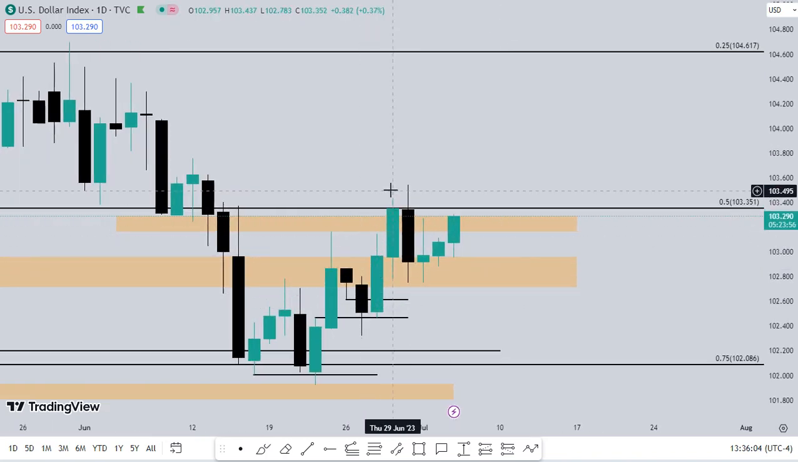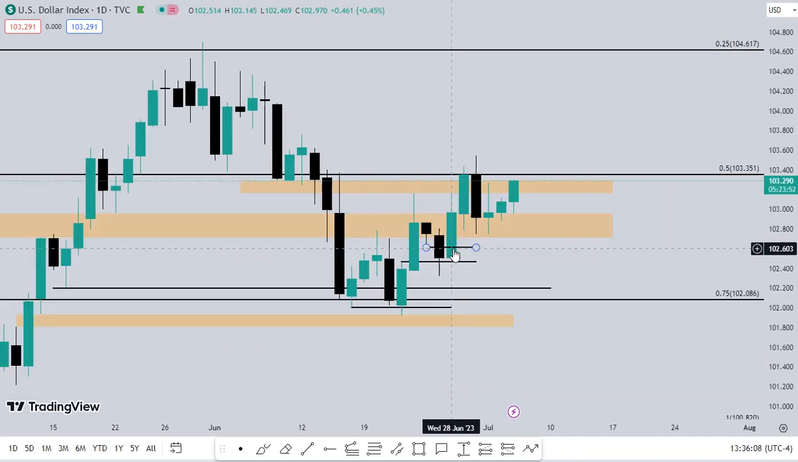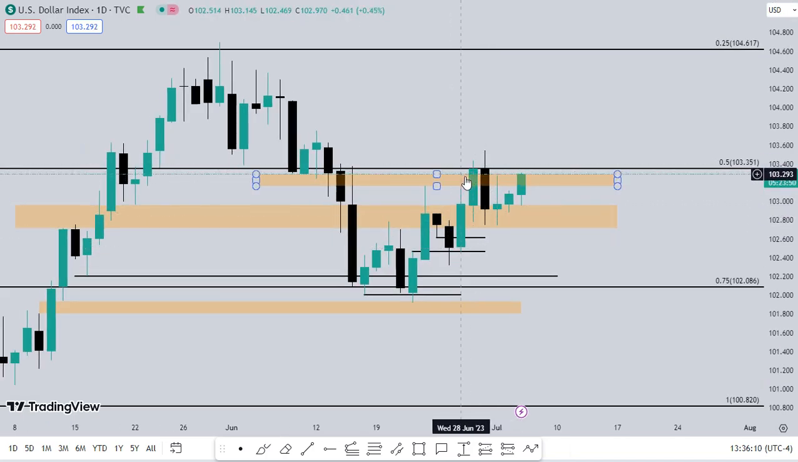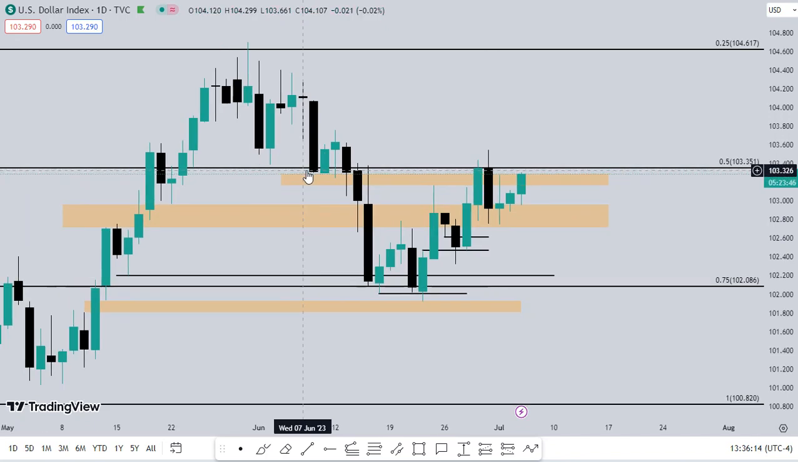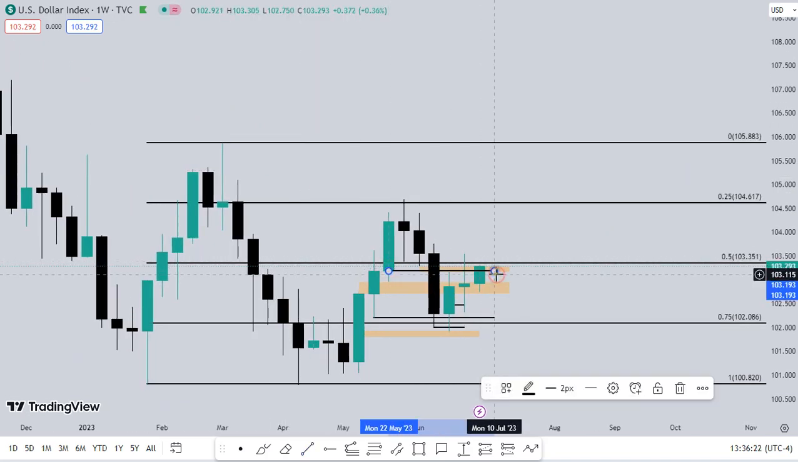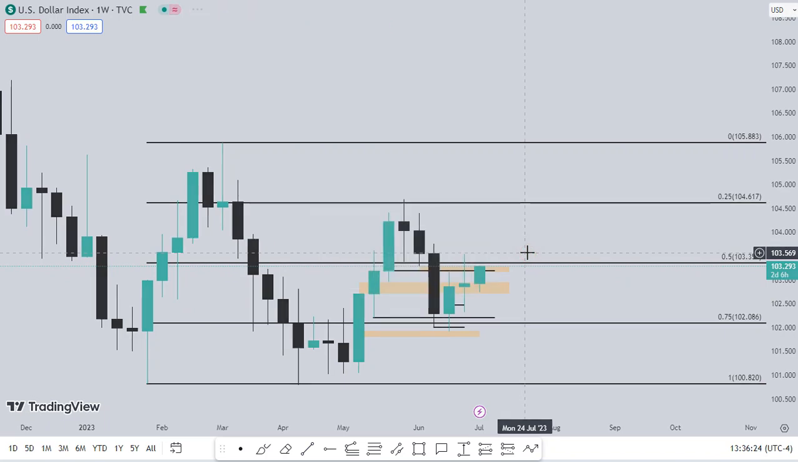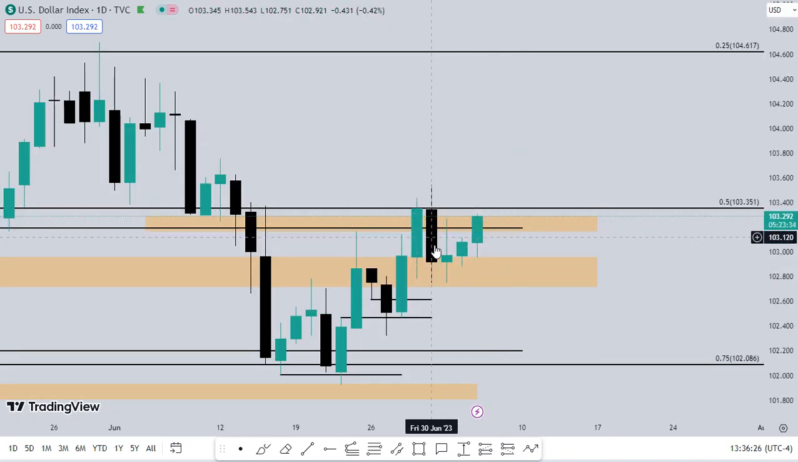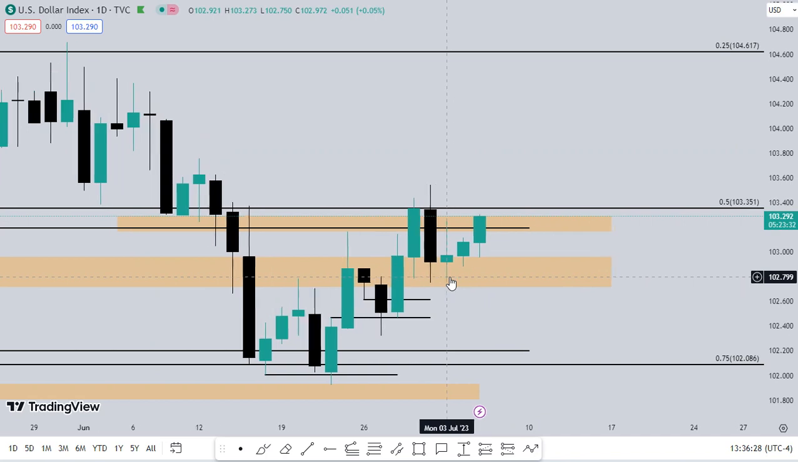And after that it pushes high, makes a break of structure, higher high, and it gets rejected from this level, which is this daily order block, as well as weekly order block, this weekly order block. So this is the weekly order block. It gets rejected from that and comes back to this level.